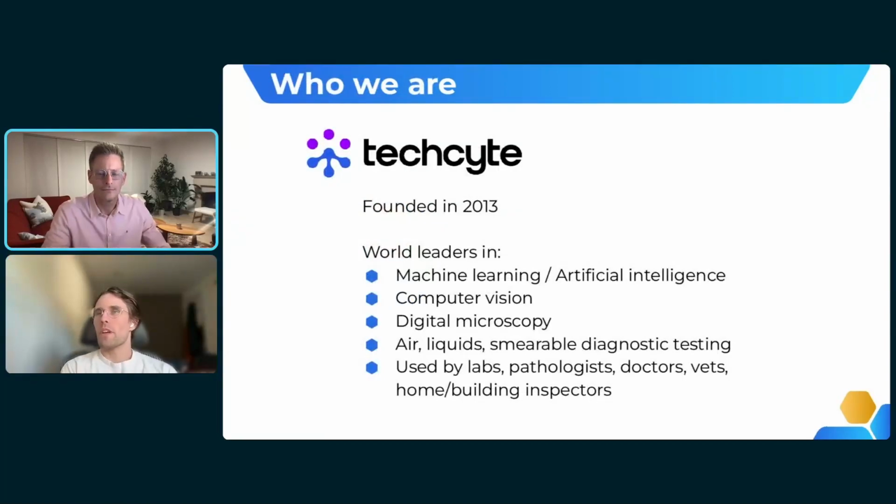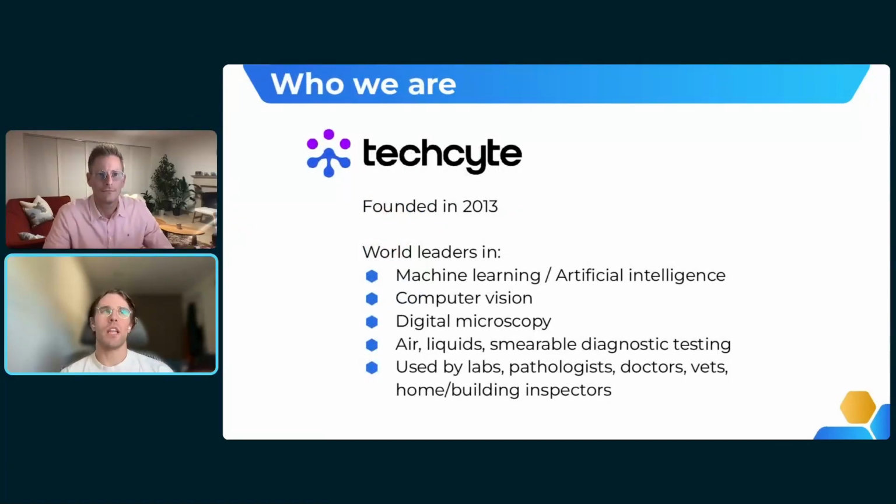So TechSight is the name of our company. Sporesight is the name of our environmental vertical or department. TechSight is a company we were founded in 2013. We're world leaders in machine learning, artificial intelligence, computer vision, digital microscopy, focusing in on diagnostic testing for air, liquid, and smearables. We're used by labs, pathologists, doctors, vets, home inspectors, all sorts of professionals around the world.